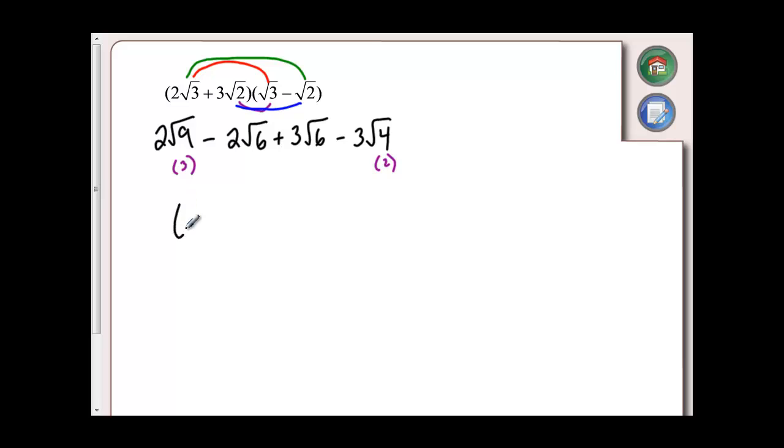So I've got 2 times 3 is 6, minus 2 root 6, plus 3 root 6, and then 3 times 2 is another 6. So my final step, collecting like terms, I've got 6 minus 6 is going to give me 0. Negative 2 plus 3 is going to give me just root 6. So when I'm multiplying those numbers together, your first step is to multiply everything out. Your second step is to simplify any of your radicals, and your final step is to collect any like terms.